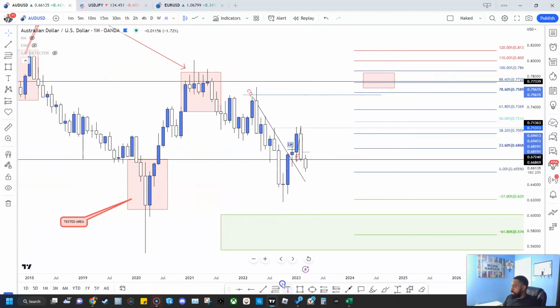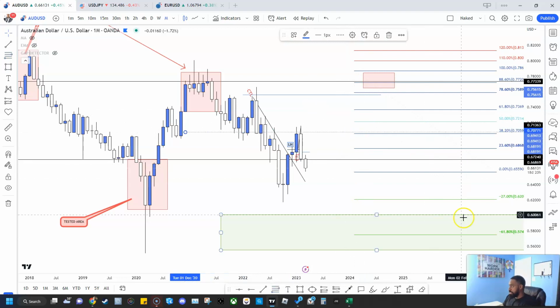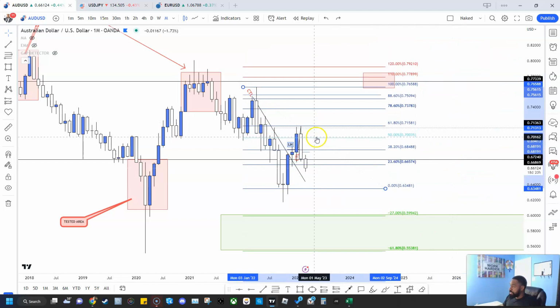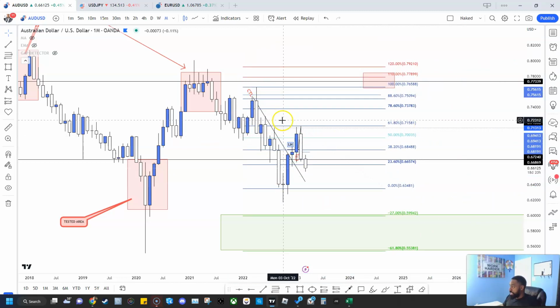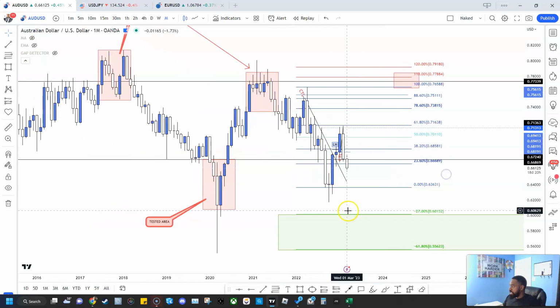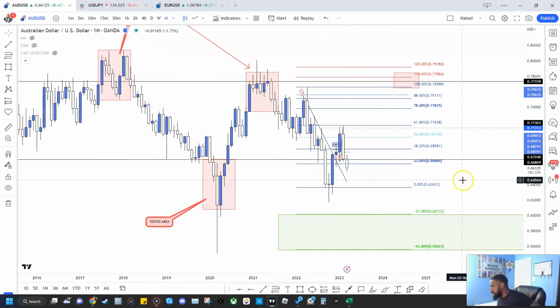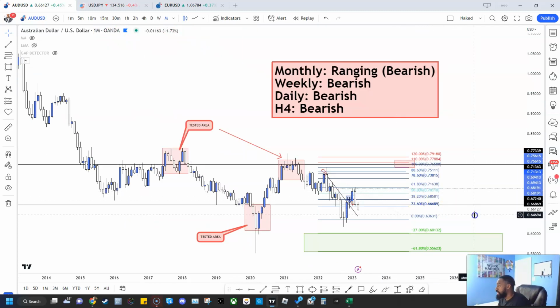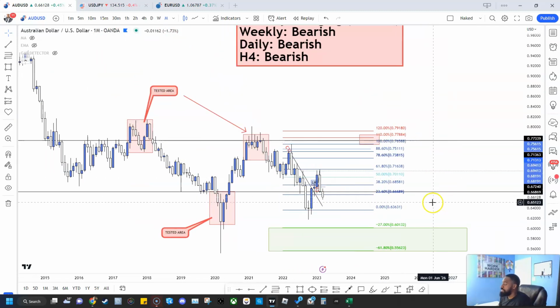Not only that, but for me, I pulled out my fibs. Point A to point B. Just to kind of give myself a figure of where I think the market might go, right? But I'll say it again, I'm going to keep on saying it: we don't trade what we think, we trade what we see.